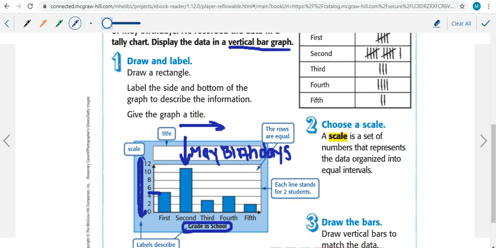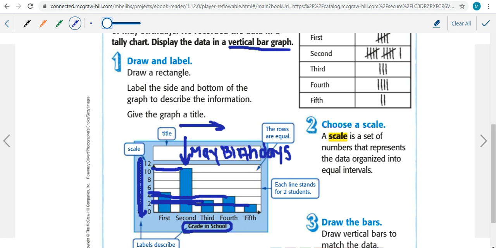Now as you can see, first grade has 5, so look where the first bar is, number 5. Second grade has 11, so look, the bar is between 10 and 12. Third grade has 3 votes, as you can see, it's between 2 and 4. Fourth grade has 4, so the bar is over the number 4. And fifth grade has 2, the bar goes until number 2.